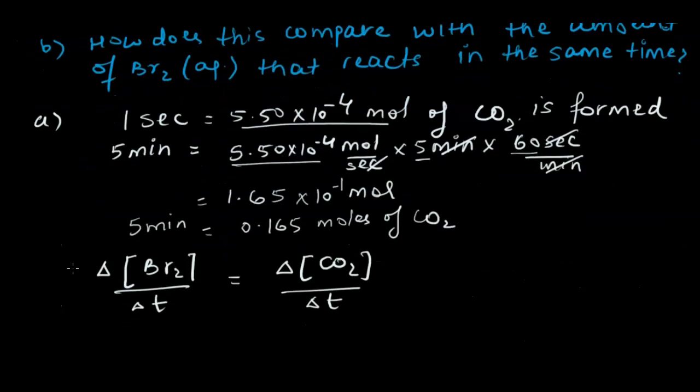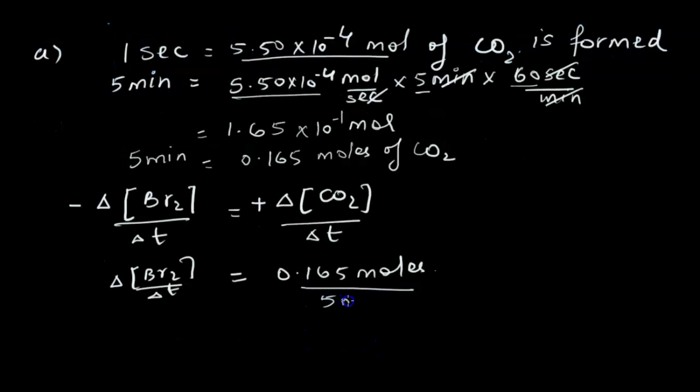The only thing that will go here is a negative sign for bromine and a positive sign for carbon dioxide, because carbon dioxide is being formed in the reaction. They want us to find out what is the rate of reaction of bromine, or how many moles of bromine is formed. Because they're exactly equal, we would just say that the number of bromine moles in 5 minutes is going to be 0.165, and we can write it as per 5 minutes. This is how we do part B.